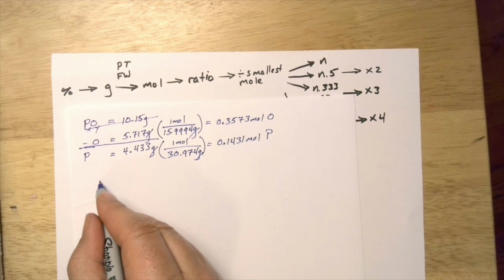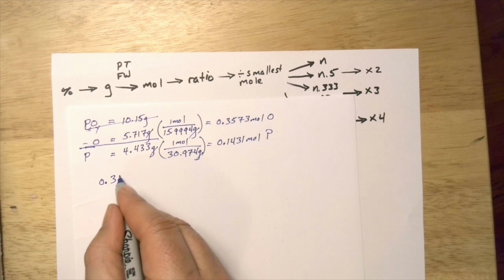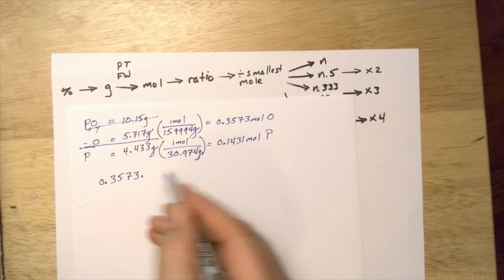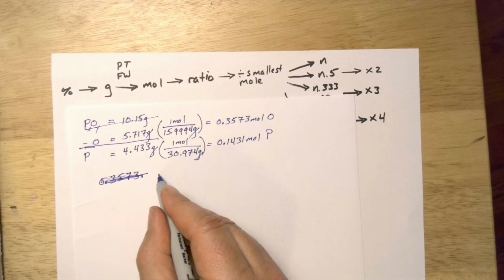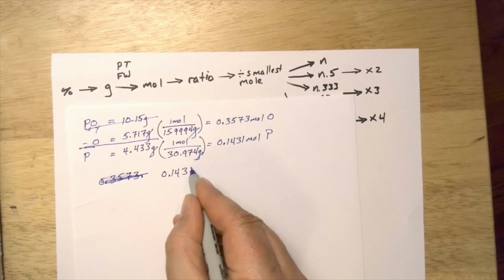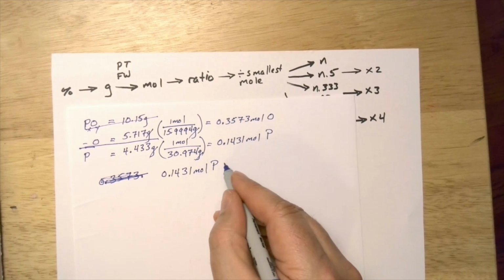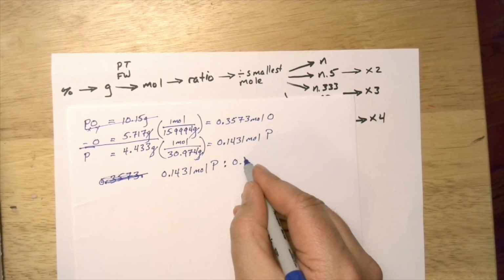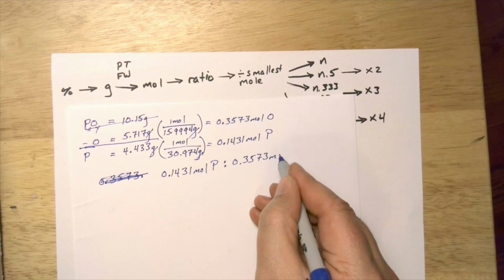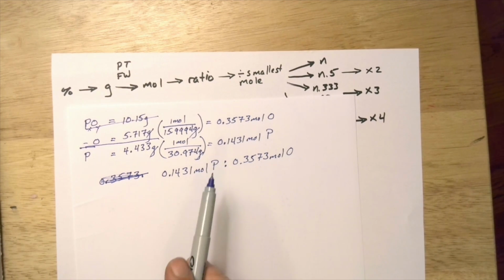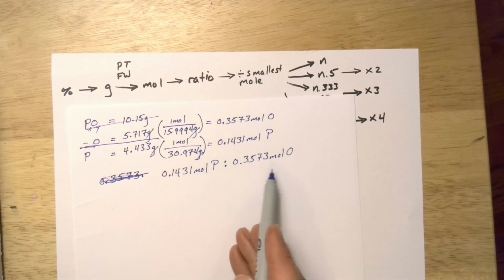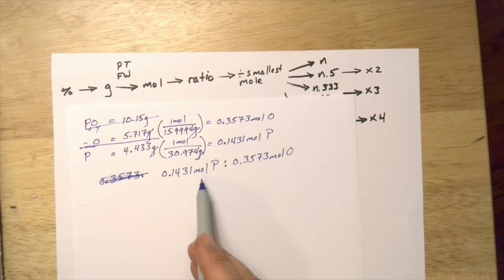So I'm going to take 0.3573. I'm sorry, actually I want to go the other way here. We'll put phosphorus down. 0.1431 moles of phosphorus is in ratio to 0.3573 moles of oxygen. Now, it would have been okay if I put oxygen first. If you remember back when we first started writing out formulas, a lot of times you put the positive ion first, and then you put the negative ion last. Positives come first, negatives go last here.